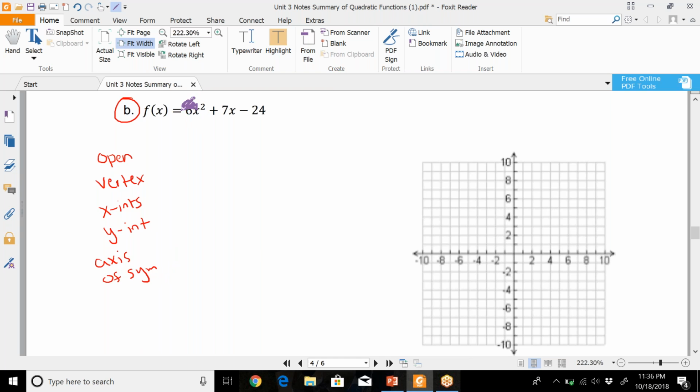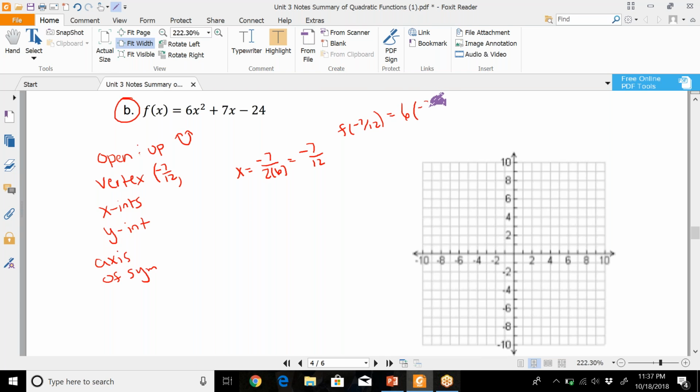Opens up or down just depends on the leading coefficient being positive or negative. So since it's positive, this will open up, which means our parabola should look like this. To find the vertex when you're in general form, you do x equals negative b over 2a. So that's negative 7 over 12. So that's the x value of that. Now, when we're graphing it, we obviously will care about maybe a decimal, but for the answer, you write the fraction. And then we're going to plug that back in to find the actual y value.